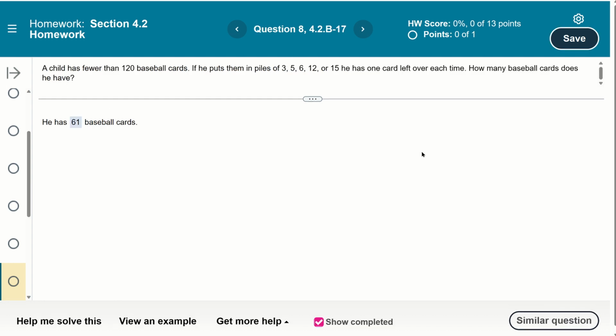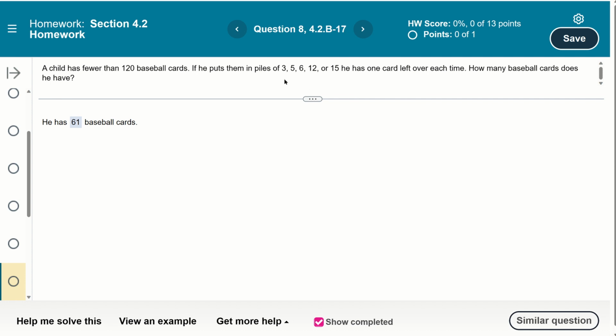All right, this next problem, I admit the existence of it in this section is a little bit unfair. It would be better in the section where we cover the least common multiple, but it's not something that you can handle, and here I am helping you with it, so I'm making up for it. All right, so basically a child has fewer than 120 baseball cards. If he puts them in piles of 3, 5, 6, 12, or 15, he has 1 card left over each time. How many baseball cards does he have?